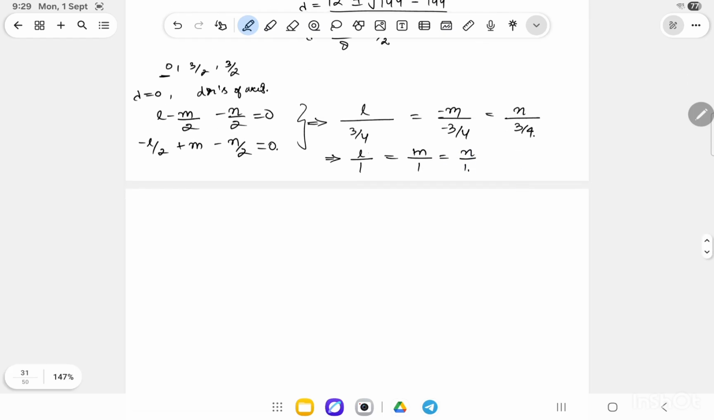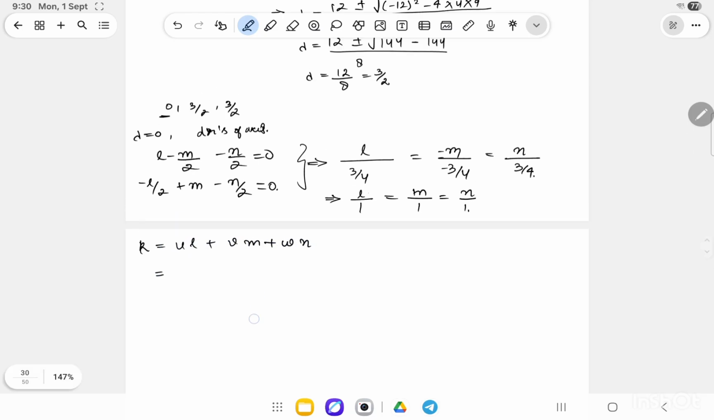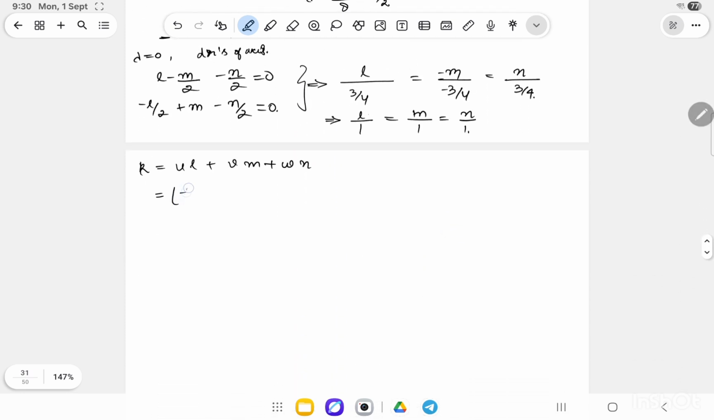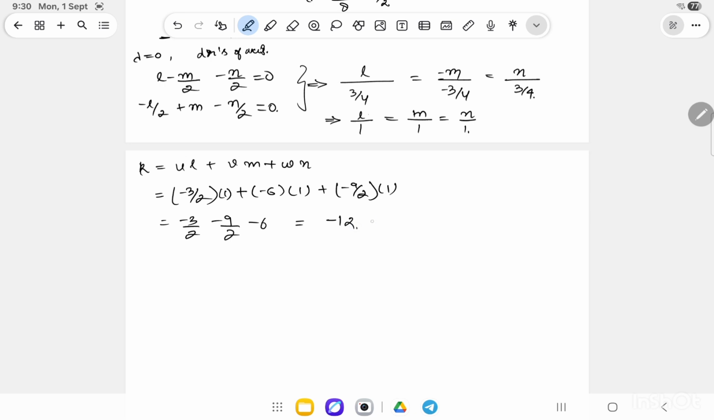Now let's find the constant term k, that is k equals ul plus vm plus wn, where u, v and w are minus 3 by 2, minus 6 and minus 9 by 2. So it is minus 3 by 2 into 1 plus minus 6 into 1 plus minus 9 by 2 into 1. This gives minus 3 by 2 minus 9 by 2 minus 6, which is minus 3 and minus 12 by 2. This is minus 12, which is not equal to 0.